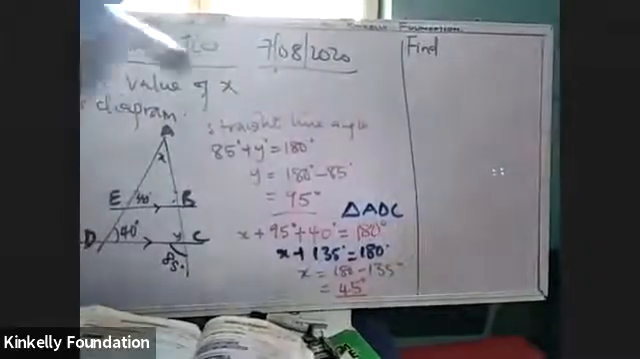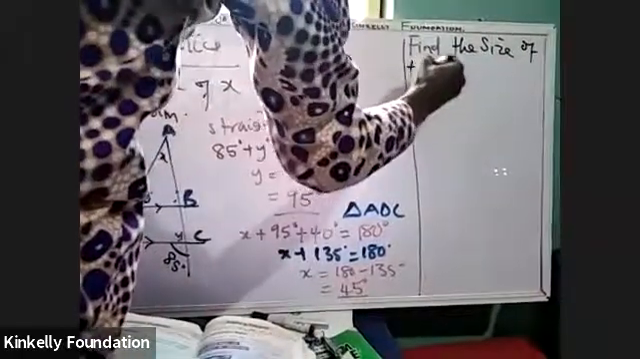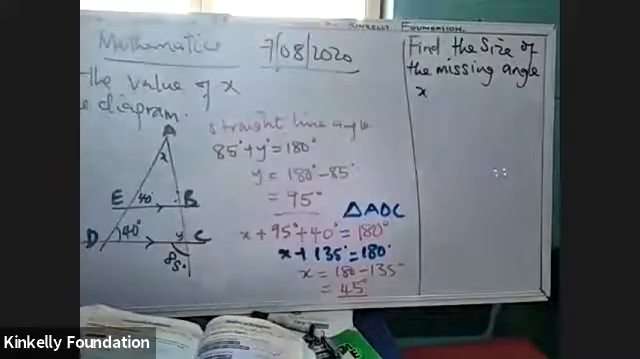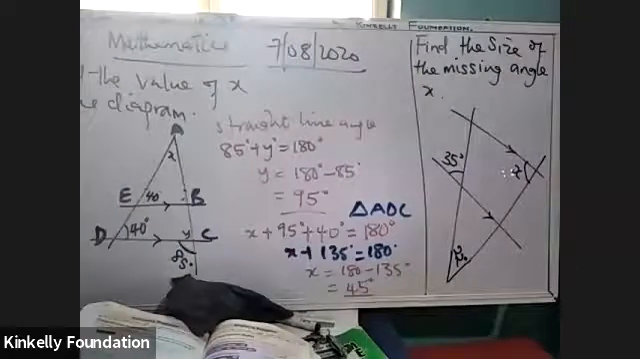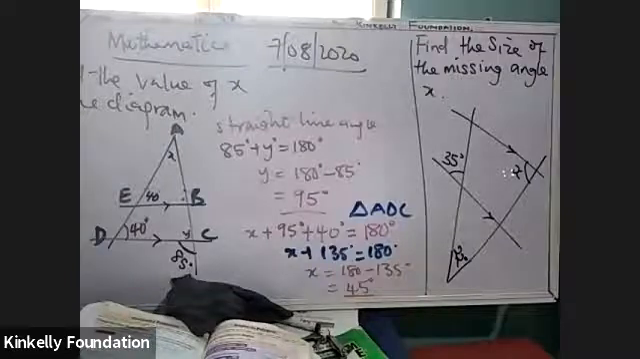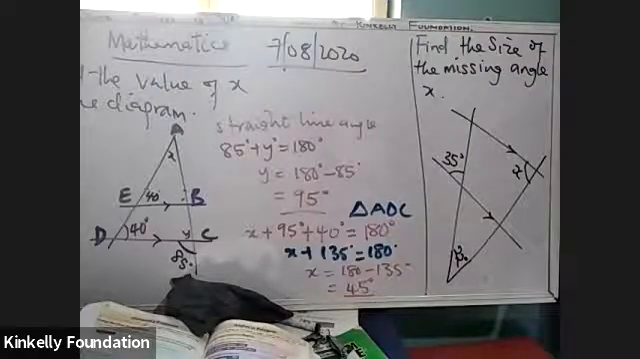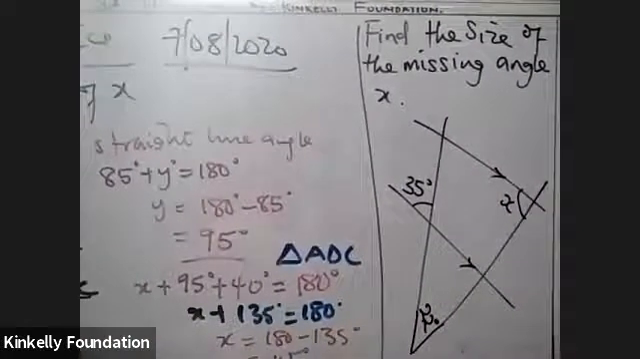Find the size of the missing angle. 35 degrees given outside, 22 degrees, and that value X. I will not tell you what Abuchi got, but you go and find it out after explaining now.